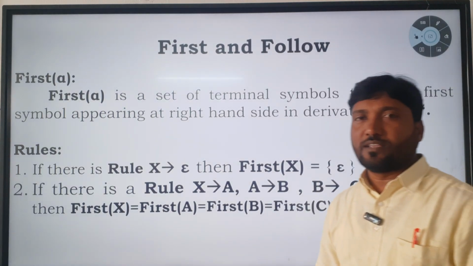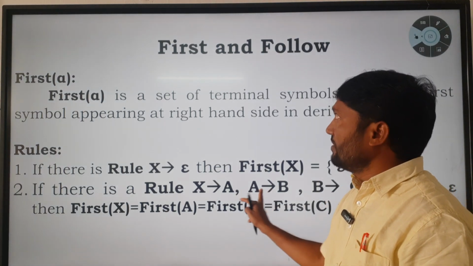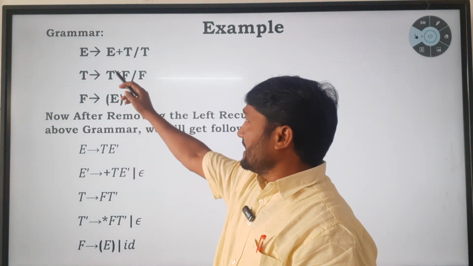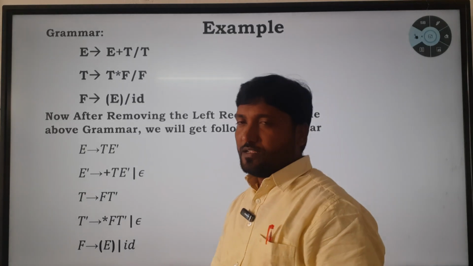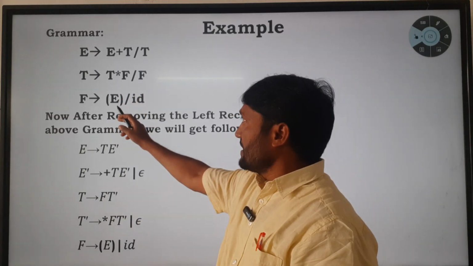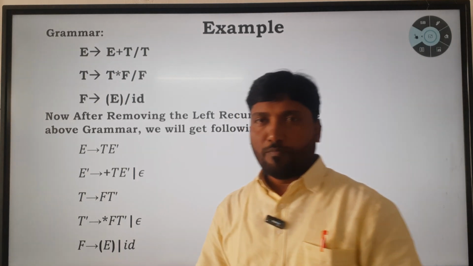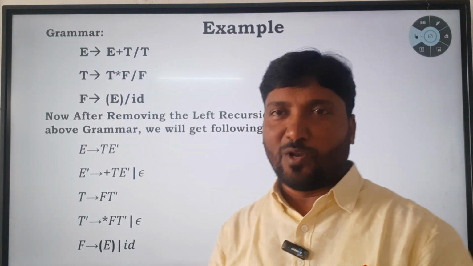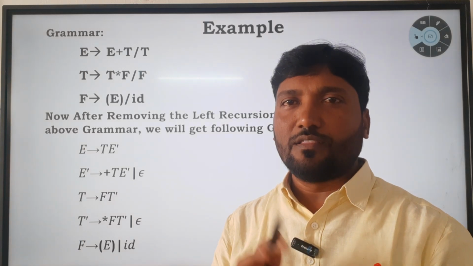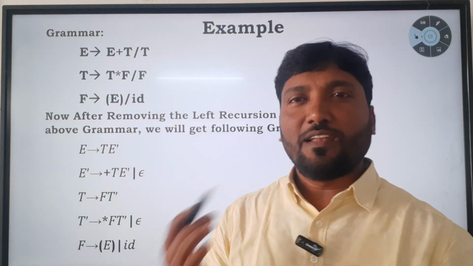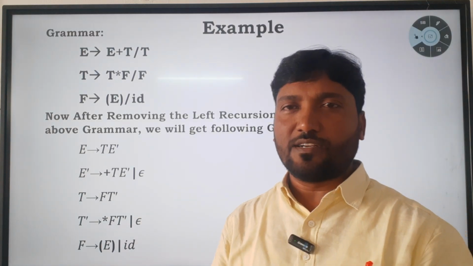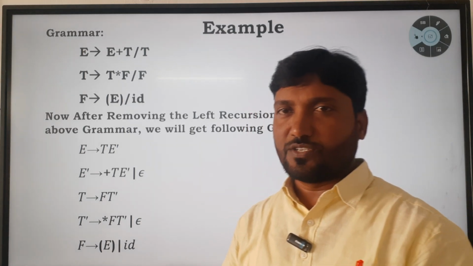So, now let us see a simple example to understand clearly. What is the first function? This is the given grammar: E derives E plus T or T, T derives T star F or F, F derives E or ID. Before calculating the first function and follow function, we must know whether there is any left recursion or left factoring. If there is any left recursion, first of all we have to eliminate the left recursion, then calculate the first function.